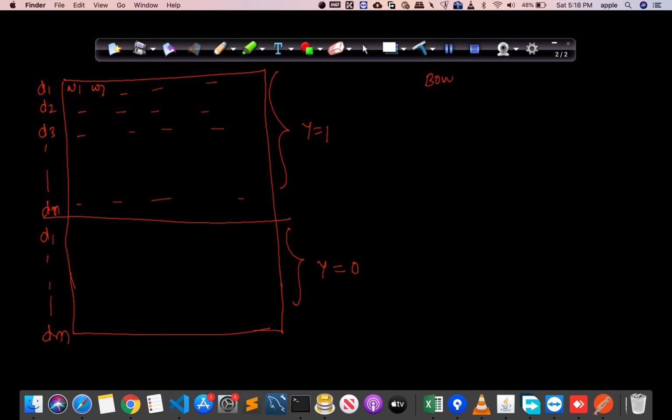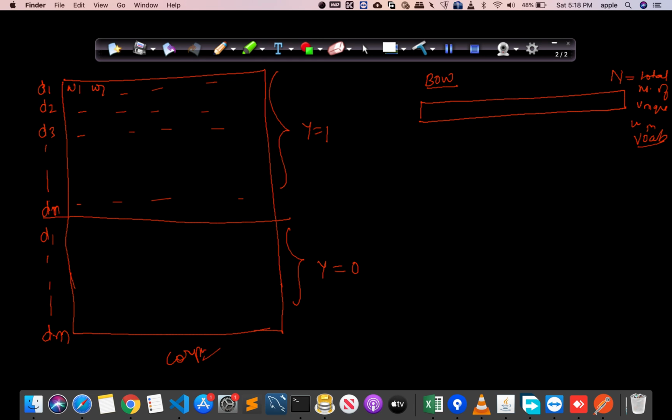So in bag of words, for every document we will have a vector of length capital N. This N has nothing to do with the other n. This is just the length. Each document will be represented by a vector of length N, and here N is equal to the total number of unique words in our vocabulary. What is vocabulary? All the unique words in this complete corpus. This is our N.